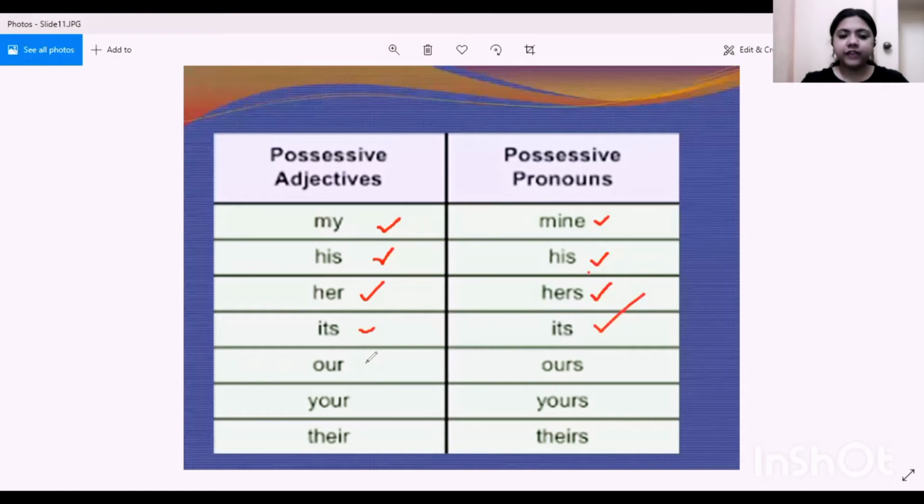For possessive adjective, "our" is used when we are referring to the first person plural. Then ours is used for possessive pronoun for first person plural. Your is used for possessive adjective. Yours is used for possessive pronoun for second person, singular or plural both. And then "their" is used for possessive adjective, and theirs is used for possessive pronoun for third person plural. Okay. So this is the table. You can always refer to this to see which pronoun you have to use where, depending upon the sentence.